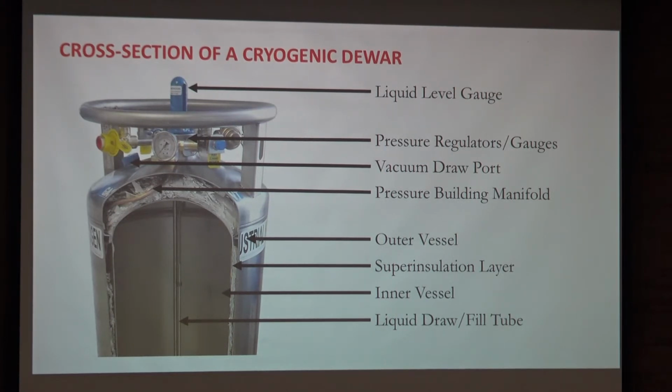On top, you have several things, like, for example, a liquid level gauge in some cases. There may be pressure regulators and pressure gauges. There are ports to draw the liquid, or pressure building manifolds where you can actually pressurize the insides to extract gas. So on some level, they're all going to look the same. But in all cases these are pure vessels.